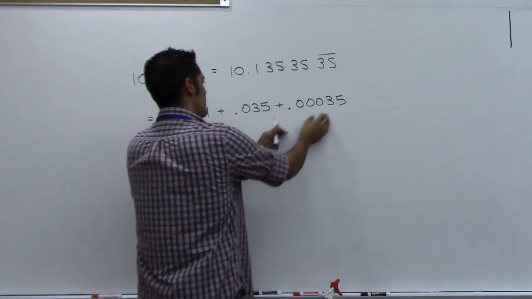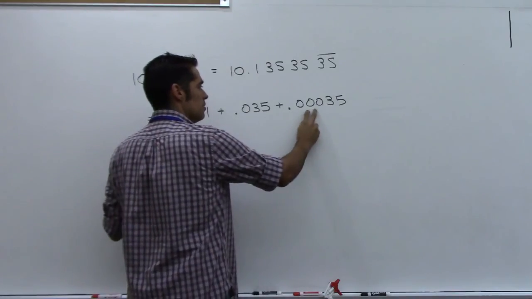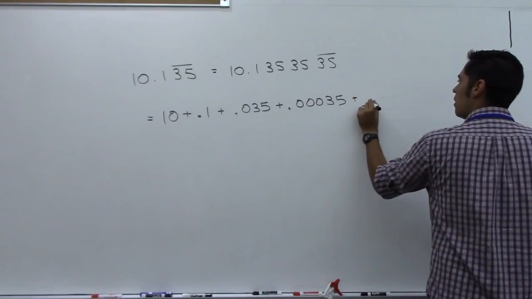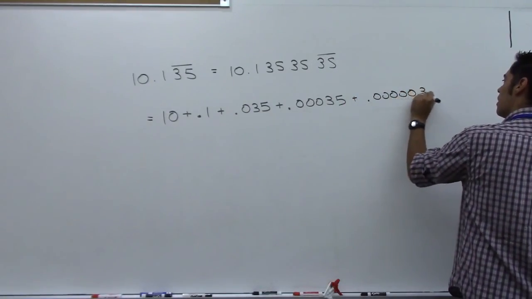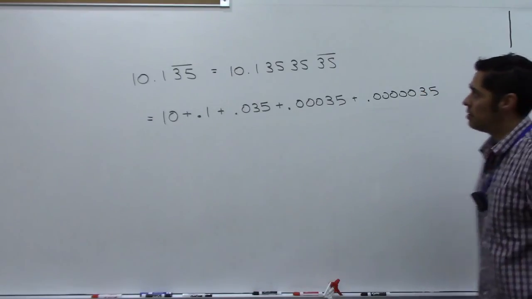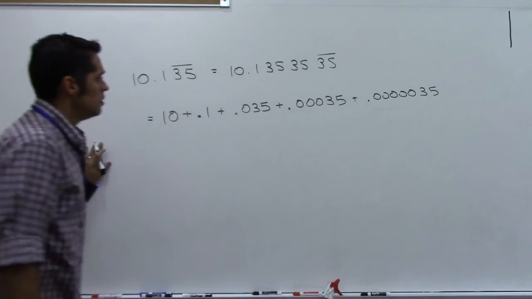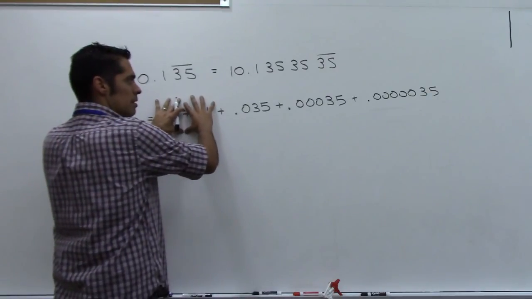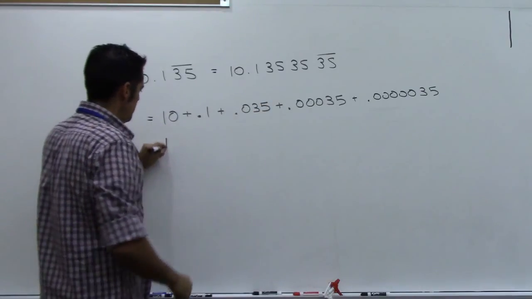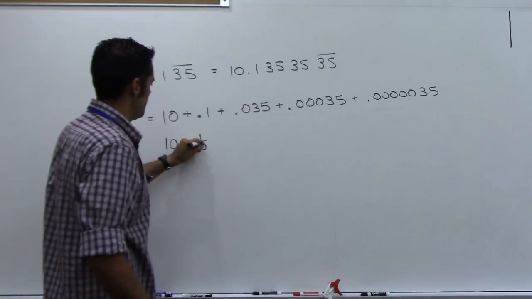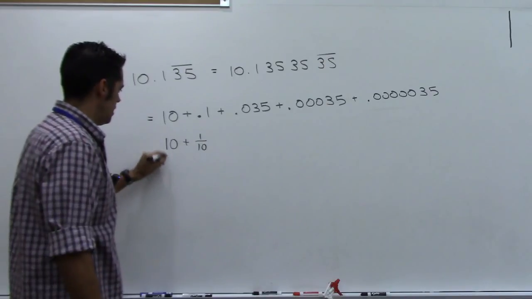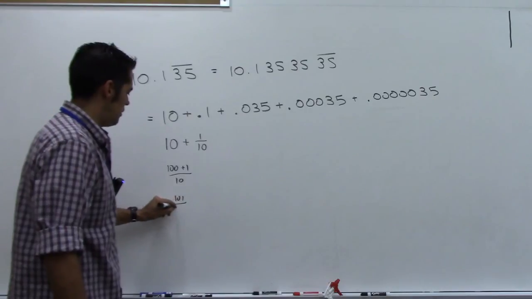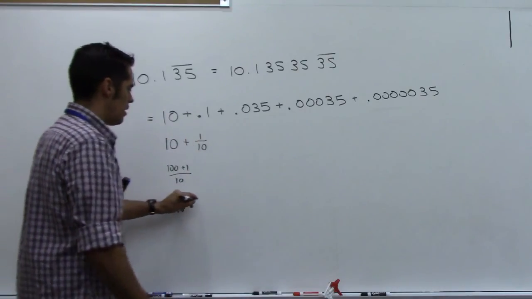If I take that and add this, the first 3 decimals don't change, but then I have a 3.5 out there. I keep doing this. Plus 0.000035. And now I'm not going to touch these two. I'm only going to be looking at the part that's repeating. This is 10 plus a tenth. Common denominator there, 100 plus 1 over 10. That's 101 over 10. So that's this part. That'll carry with us the rest of the way.